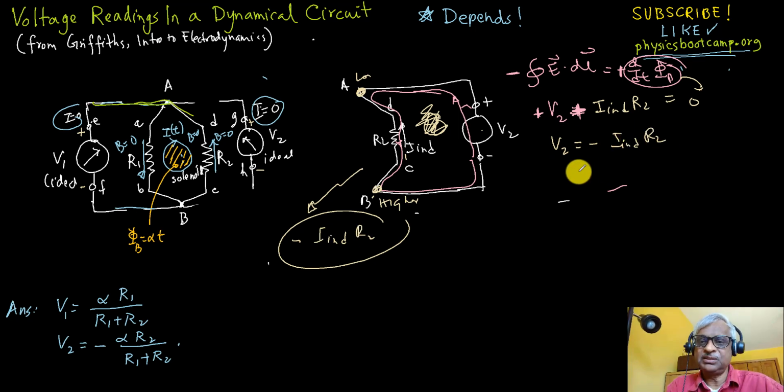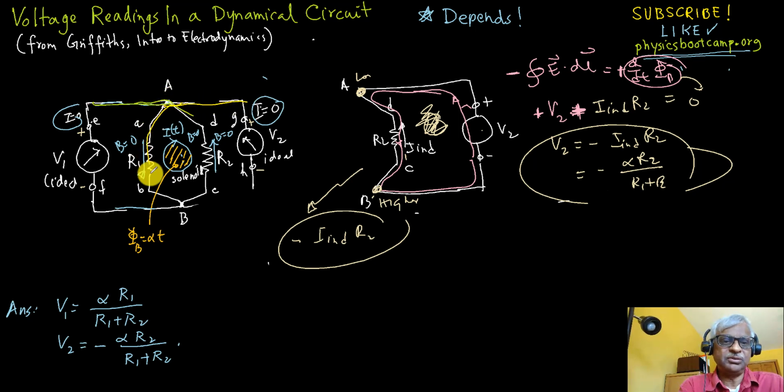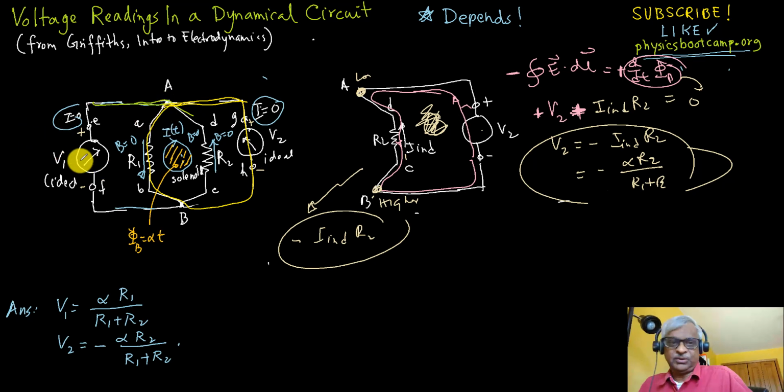So both of these are the same, minus this alpha over R1 plus R2, times R2. So that's how you got it. Okay, so I'm going to leave that as an exercise for you. Try to see if you get the same answer in this loop. That's good practice for you. It's a really good problem. So you learn a lot by doing this.